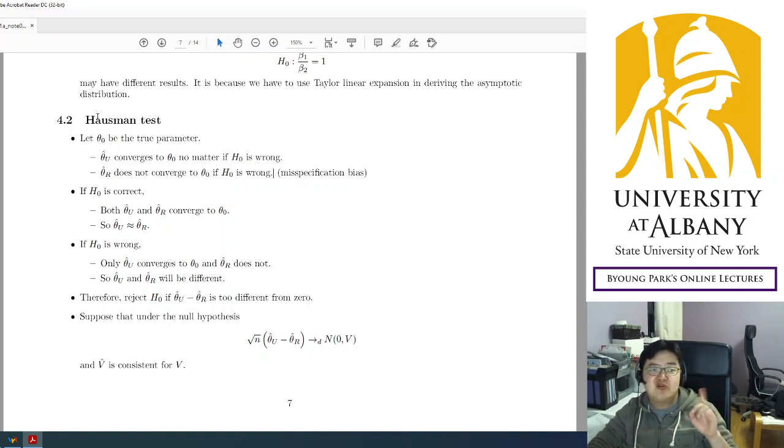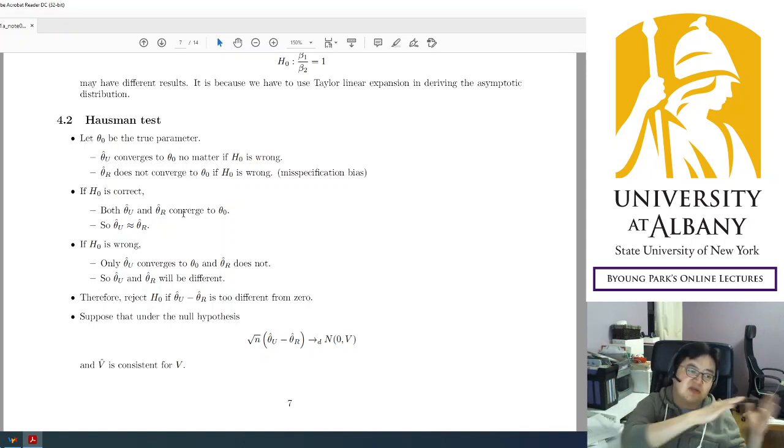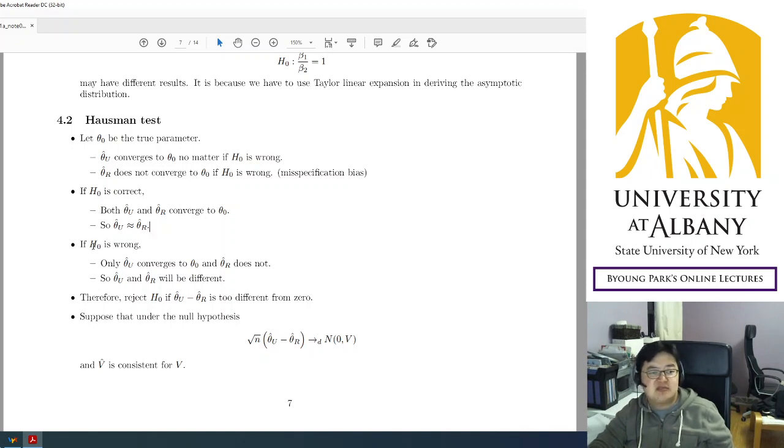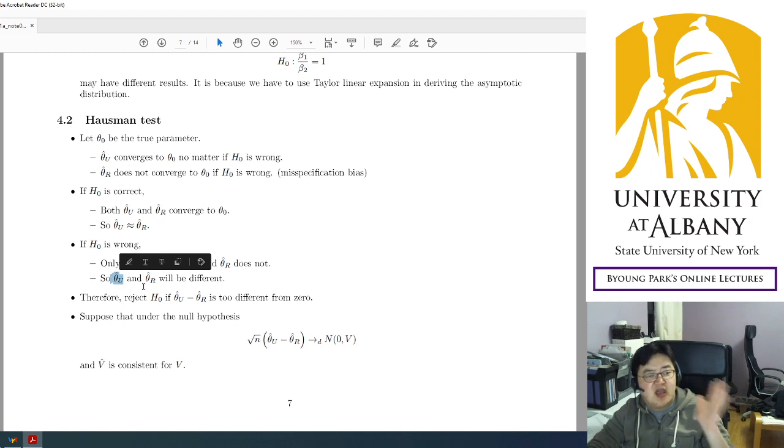So therefore, Hausman uses this idea. If the null hypothesis is correct, then both the unrestricted model and the restricted model converge to the true parameter. Both are true. So they must be similar because they are converging to the same point. But if the null hypothesis is wrong, then only the unrestricted estimator converges to the true parameter, but the other does not. So they must be different. Unrestricted and restricted estimators must be different, and the difference is as much as the misspecification bias.